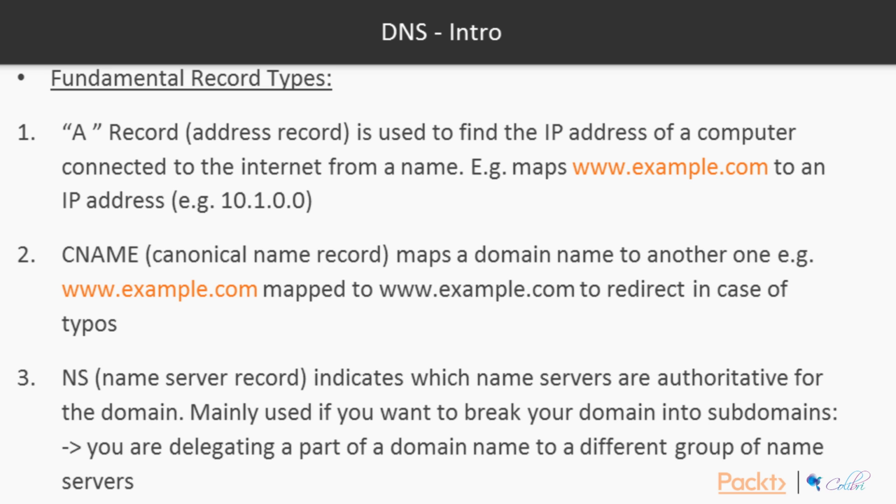Then we have NS, or name server record, which indicates which name servers are authoritative for the domain. They are mainly used if you want to break your domain into subdomains. That is, you will be delegating a part of your domain name to a different group of name servers.